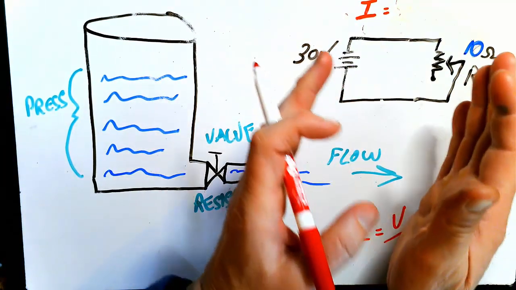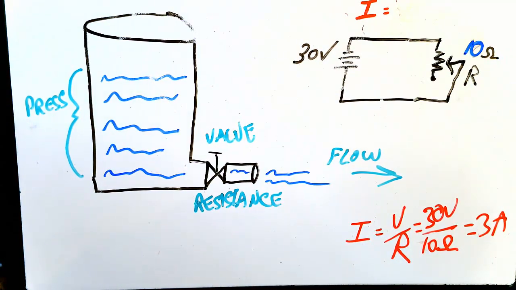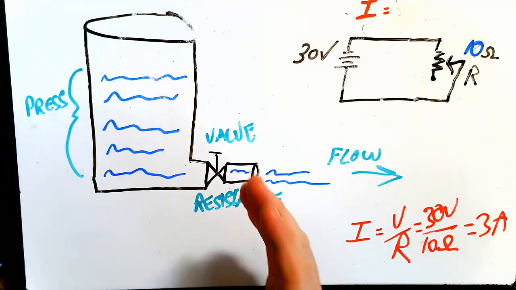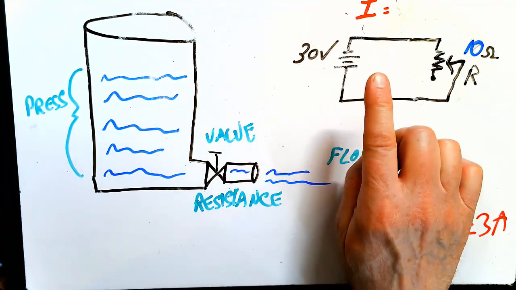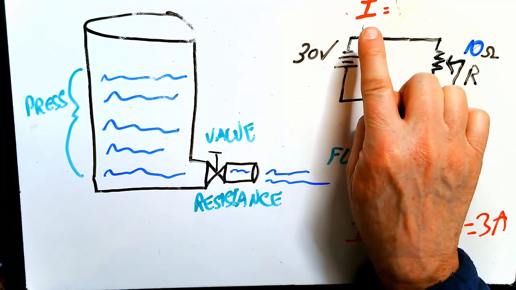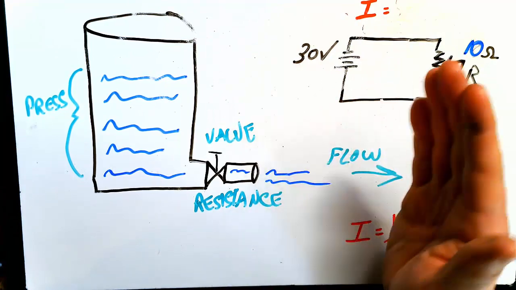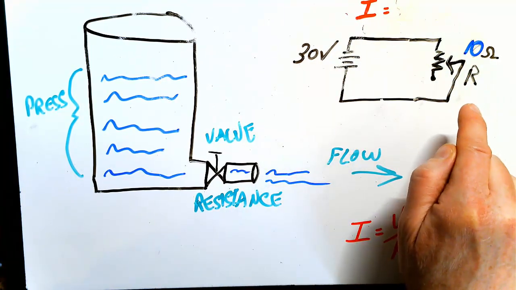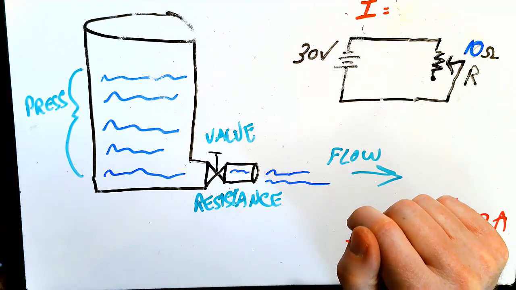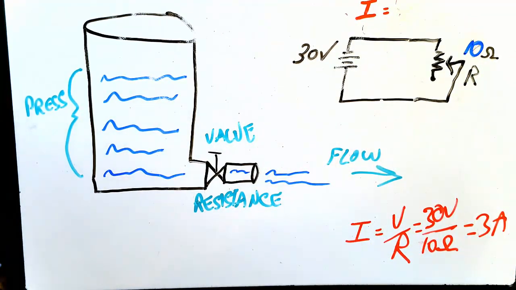So when you think about the relationship between current, voltage, and resistance, think about pressure. Voltage is pressure, current, I here, is flow of electrons, and resistance is a restriction. So similar to a mechanical setup.